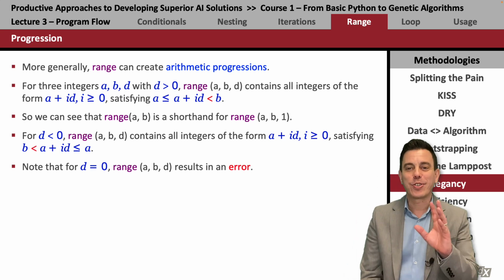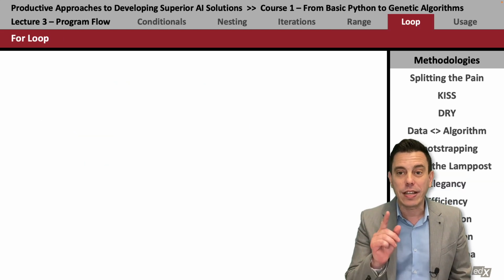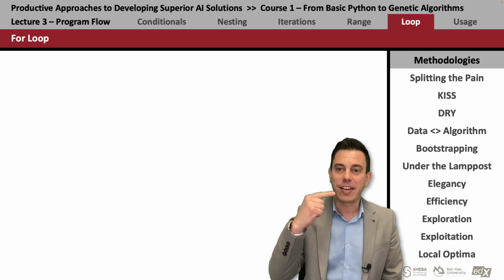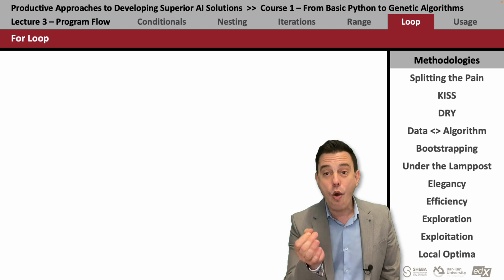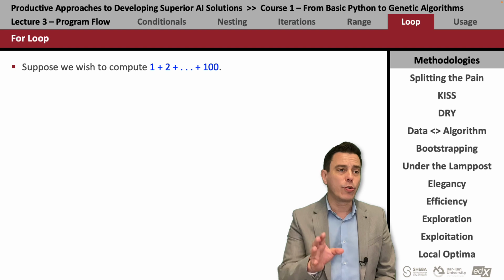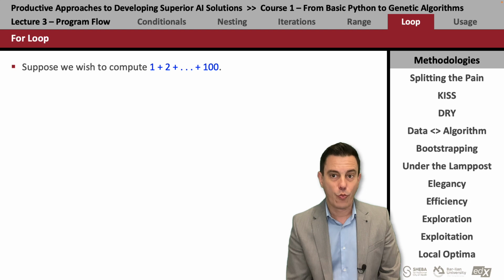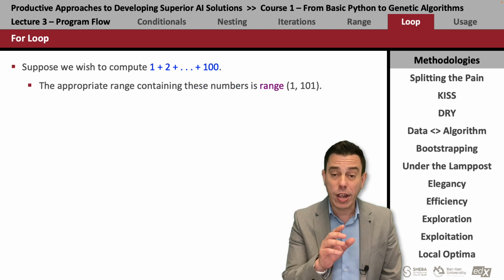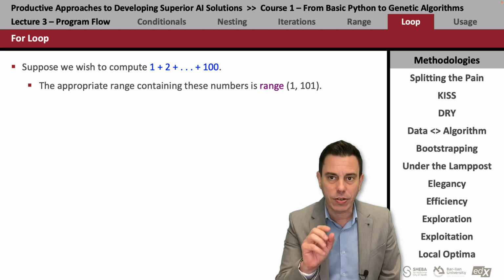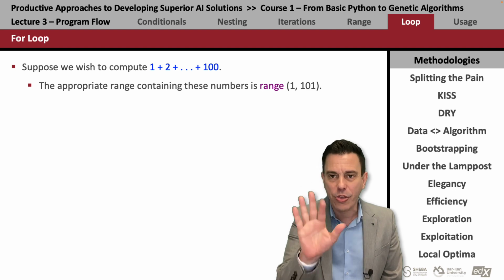Okay, so that was the first element that we need, which is the range. And now the second element that we need is loop. The loop is actually the element that makes the iterations, but it does so according to the range. Let's see. Suppose we want to compute 1 plus 2 plus 3 until 100. What will be the range for that? The range will be range 1 till 101, right? Because we don't get to the last number. So the last number will be, in this case, 100. This is what we want.